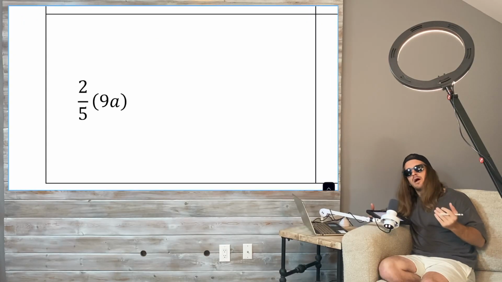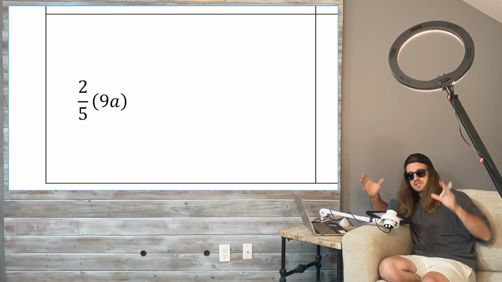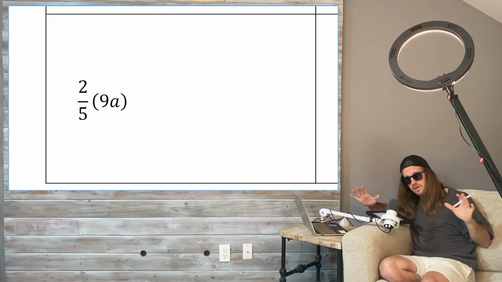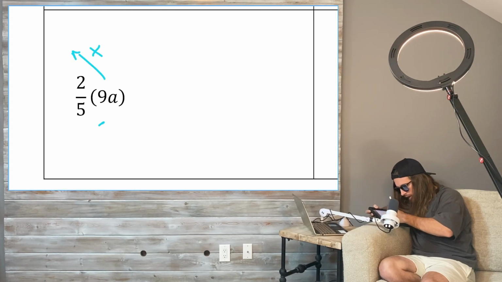Even if the fraction comes first, it's still the same thing, right? That's the commutative property of multiplication. It doesn't matter if you put the integer before the fraction or the fraction before the integer. We need to multiply up and divide down.